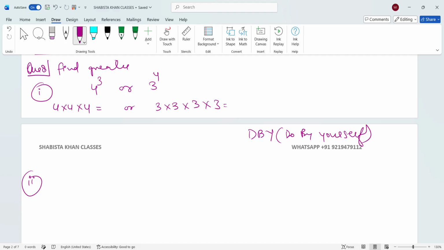Similarly, you can do 2 to the power 8 and 8 square and 100 square and 2 to the power 100.